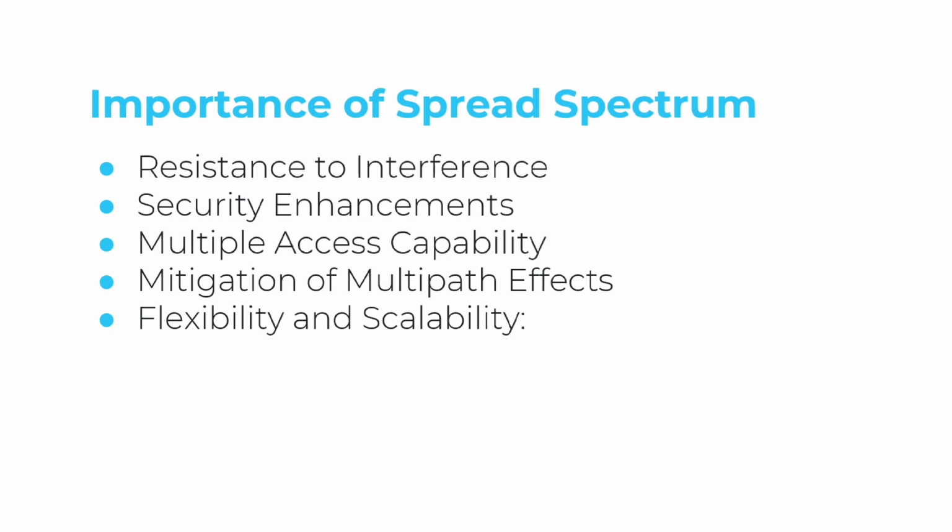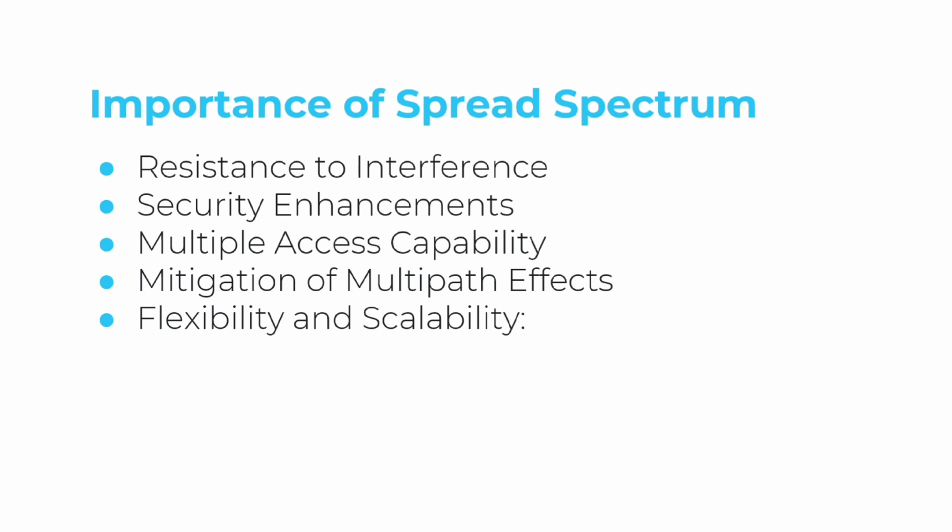Let's talk about multiple access capabilities. We need to understand the concept of CDMA, which is code division multiple access, which really means I'm using spread spectrum technology to allow multiple users to share the same frequency band simultaneously without significant interference. In Wi-Fi specifically, we use CDMA/CA. CA stands for collision avoidance, which we'll discuss in further videos, what avoidance really means.